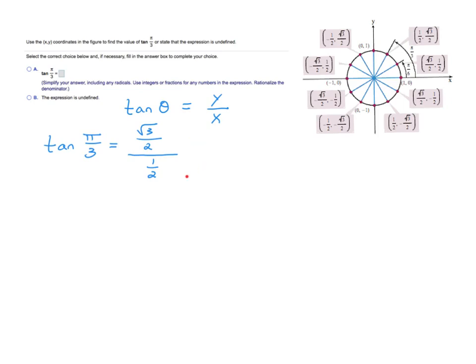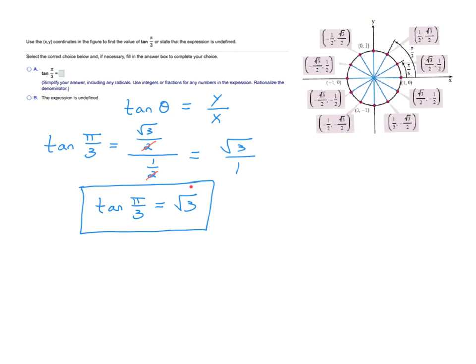We can multiply the top and bottom of this fraction by 2 over 2. The net result will be we can cancel this 2 with that 2. So this cancels with that. And we are left with a reduced fraction of root 3 over 1, or more simply, tangent of pi over 3 is equal to the square root of 3. So it exists, and this would be its exact value. The expression would be undefined if you, let's say, divided by 0. That did not happen for this angle. We have this value here.